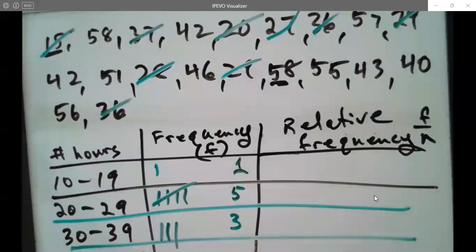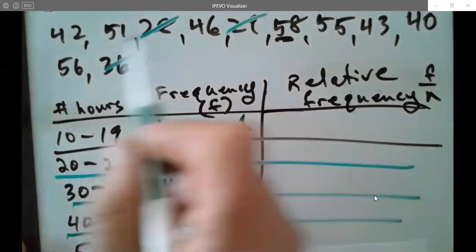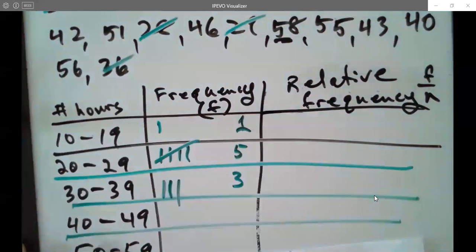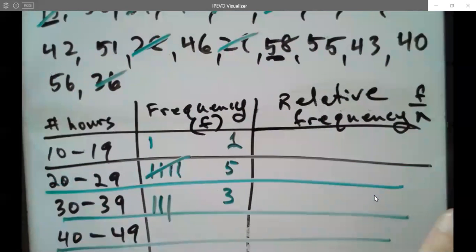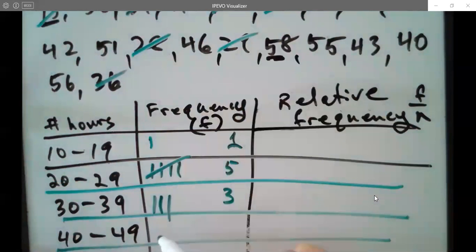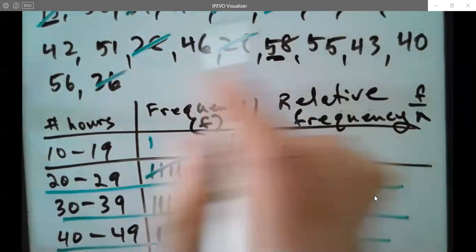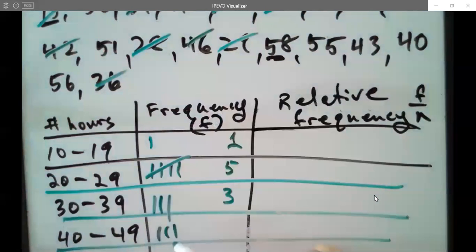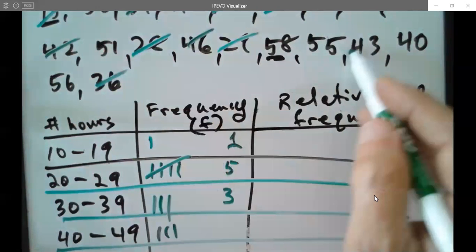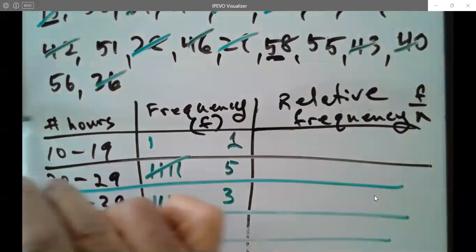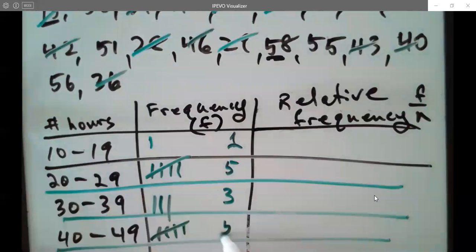So let's look at the 40s. Notice I tally this, that way I don't miss anything and I don't count something twice. So 42, that's 1. Another 42, that's 2. 46, 43, 40, and that's all. So that's 5 again.